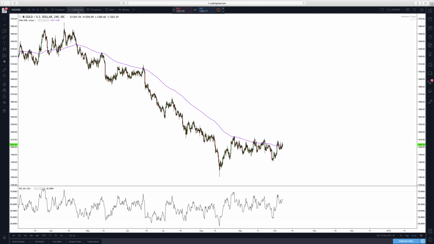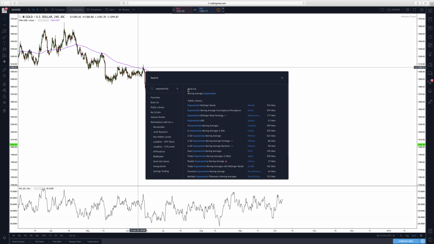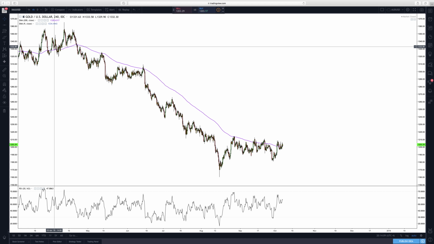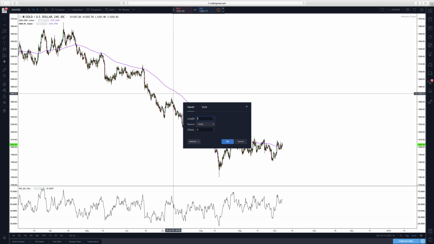What we're going to do, as you already have known before, is go right up into indicators. We're going to go to the search bar and type in exponential, and it's going to pop up as moving average exponential. We're going to click that once, exit out, go right up to format, and change the length of this to 50.